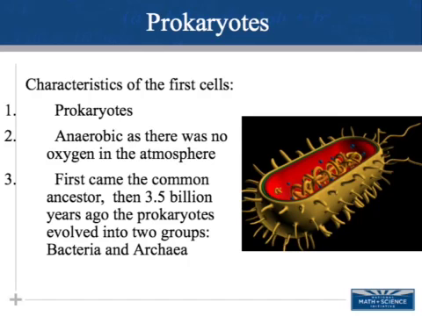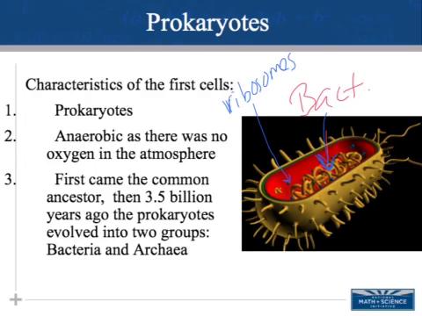Okay, so again, bacteria, no membrane-bound organelles. You can see that here. There's the DNA there in the nucleoid. They're going to have ribosomes. Remember, all cells have ribosomes because they need to make proteins. They're also going to have a cell membrane. Remember, you have to have a cell membrane to regulate what goes in and out of the cell.